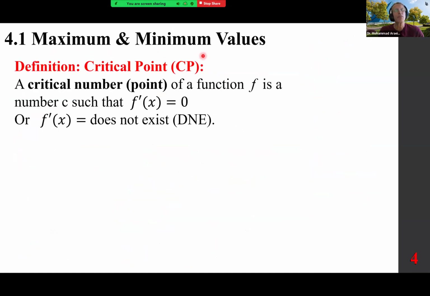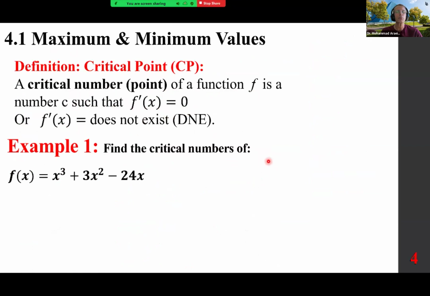4.1, maximum and minimum values. Definition: critical point, or CP for short. A critical number or point of a function f is a number c such that f prime of x equals 0 or f prime of x DNE, does not exist. Here's an example.